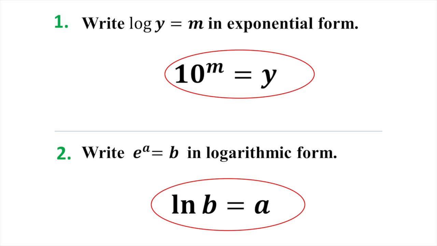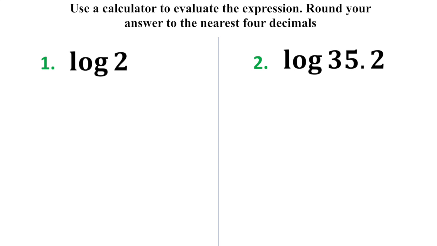Check your answers here. Hopefully you're starting to identify when to write in what the base is on this one and how to write it as a logarithm on this one. Now, we're going to use our calculator to evaluate these two, so we're going to have to figure out where the log button is on our calculators. This one says log 2, and this one is log 35.2. So we're going to have to take out our calculators and plug those in.